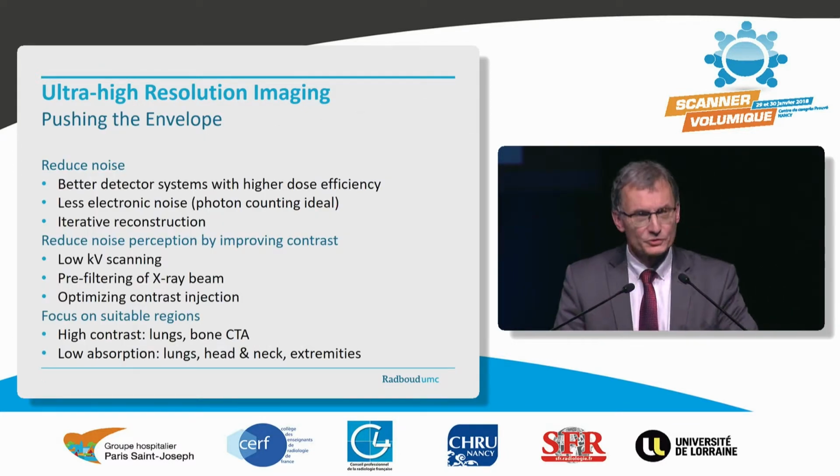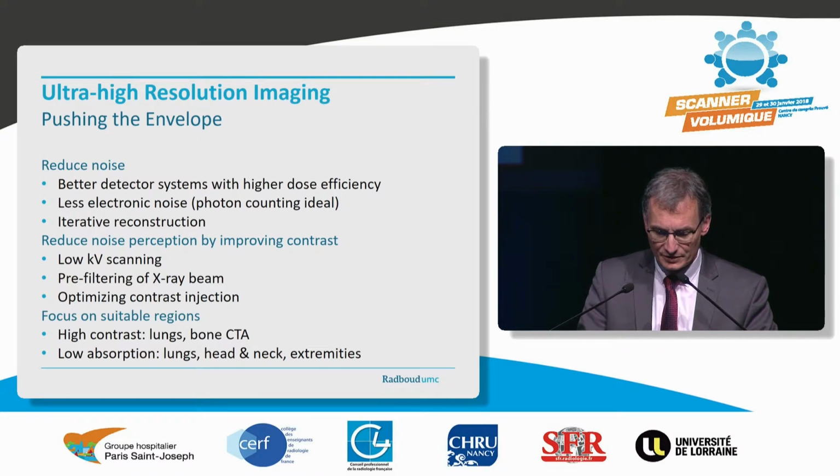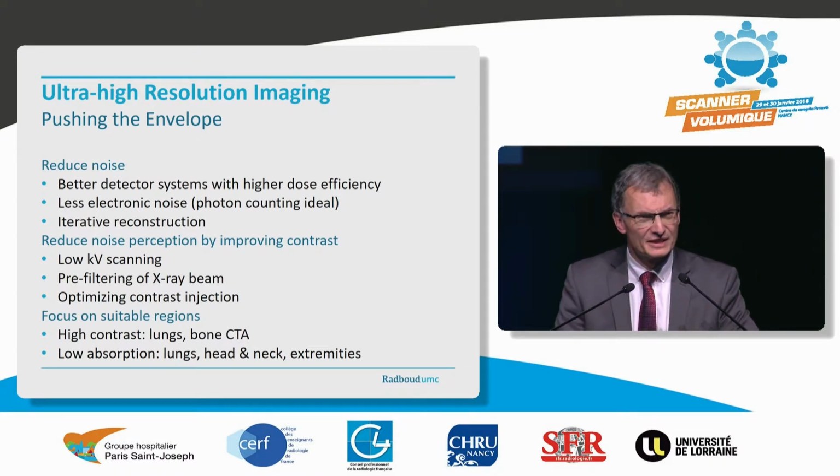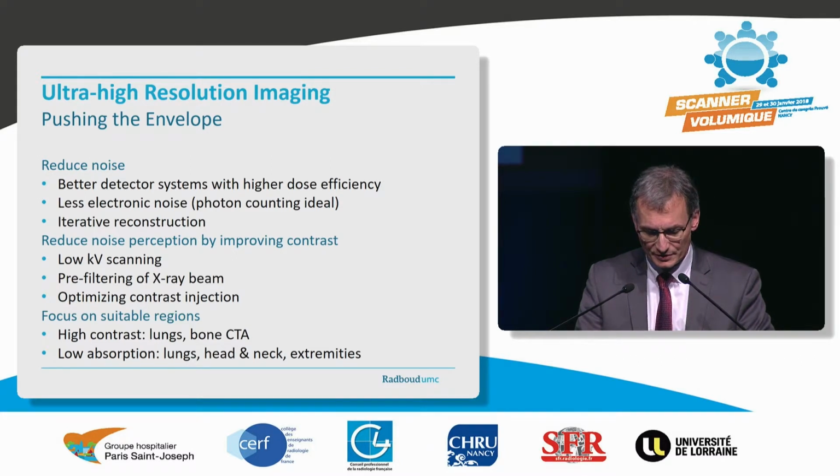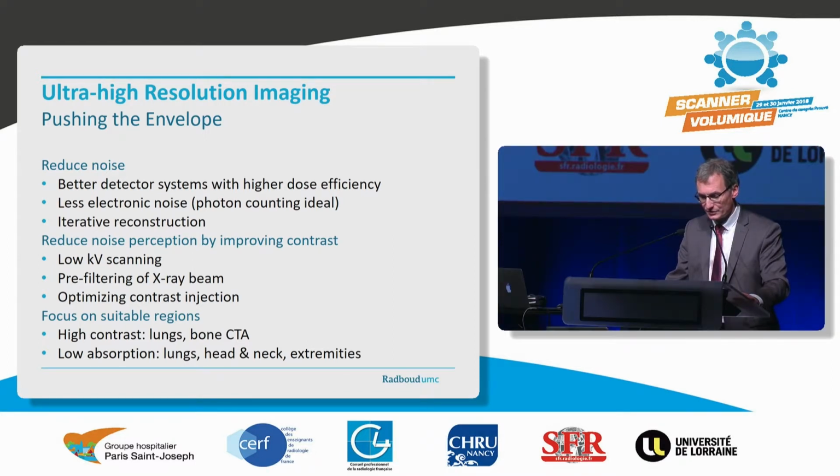Now, when we want to push the envelope towards ultra-high resolution imaging, we have a couple of things that we can do to get our images better. One is to reduce the dose. The second one is to reduce the noise perception by improving contrast, and then finally to focus on suitable regions.